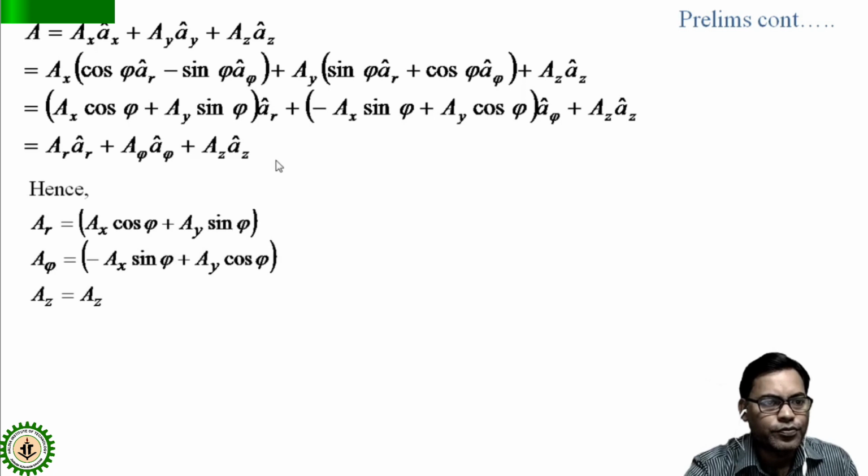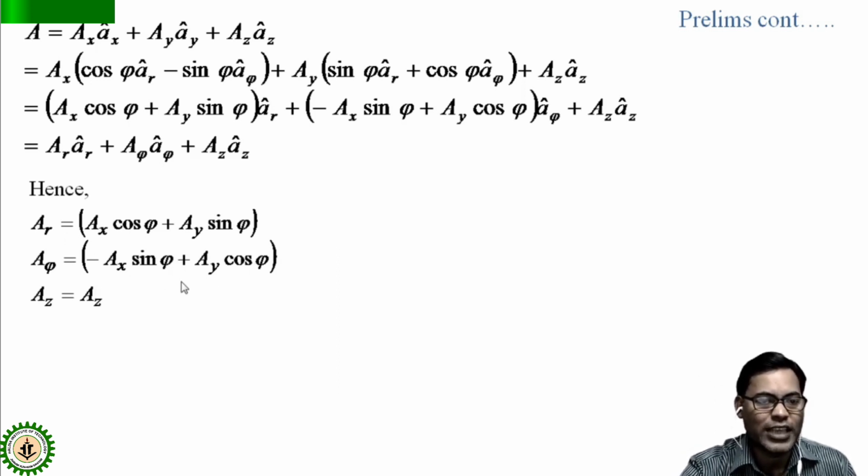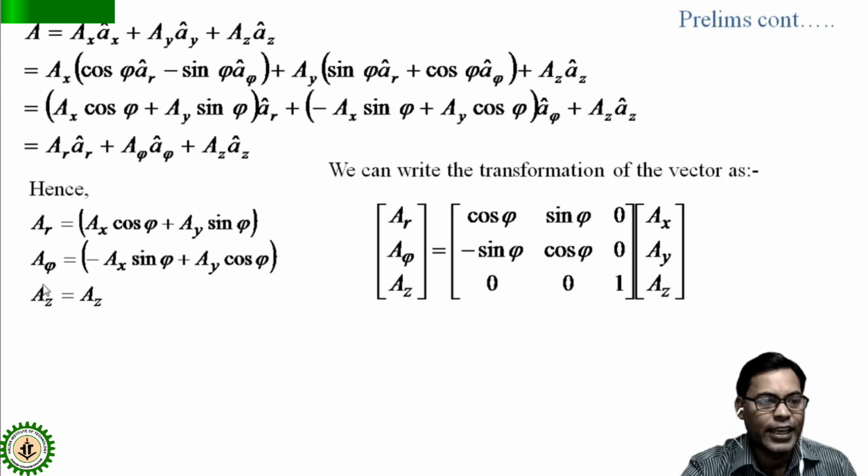So now AR will be equal to this term, and Aφ will be equal to this term, which I have written, and Az will be the same. Now in matrix form, these three equations can be written. Here you can see that AR, Aφ, Az equals the matrix cos phi, sin phi, 0; minus sin phi, cos phi, 0; and 0, 0, 1, times Ax, Ay, Az. If you simplify this, then AR equals cos phi Ax plus sin phi Ay plus 0. So that equation is valid.